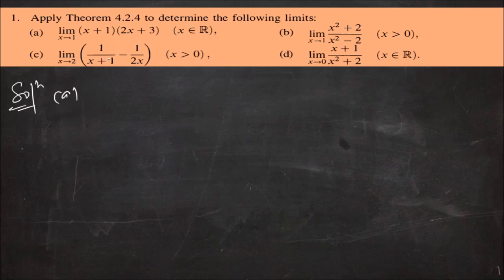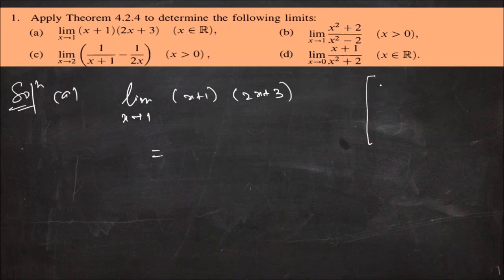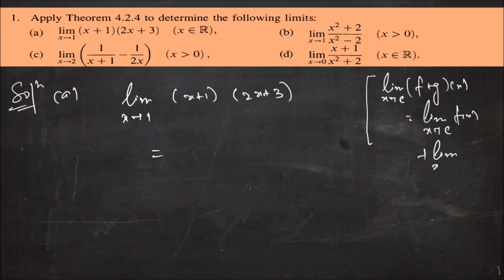In this question we have to determine the limits using theorem 4.2.4, which is nothing but algebra of limits. Using that theorem we can write (x + 1)(2x + 3). According to theorem 4.2.4 we have these results: limit x tends to c of (f + g)(x) is equal to limit x tends to c f(x) plus limit x tends to c g(x). Similarly you can have this for subtraction also.